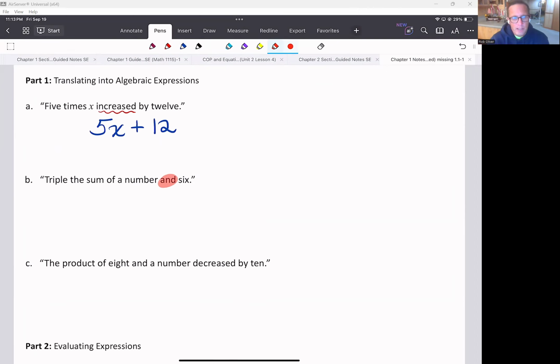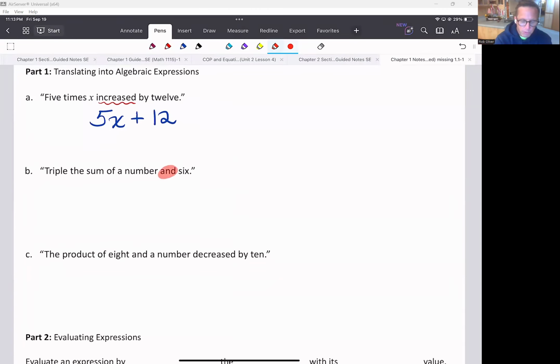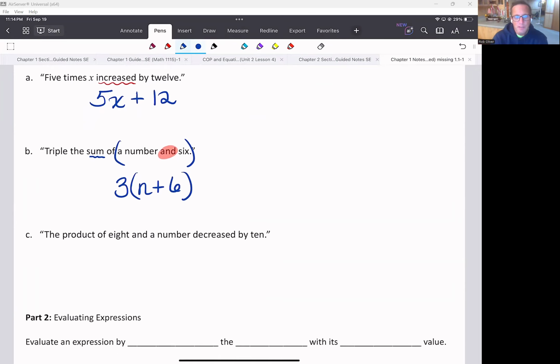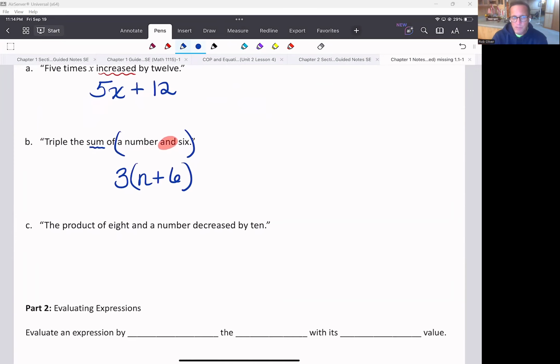But in this case, it says triple the sum of a number and 6. So both 6 and the number are grouped. They're in together. So a number and 6, that's what we're talking about there. And then triple means 3 times, right? So 3 times a number and 6. And by the way, it's a sum, so that means we're adding. So 3 times, and then n plus 6 is in parentheses.